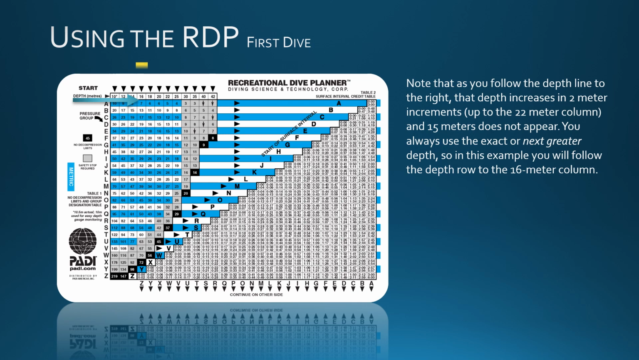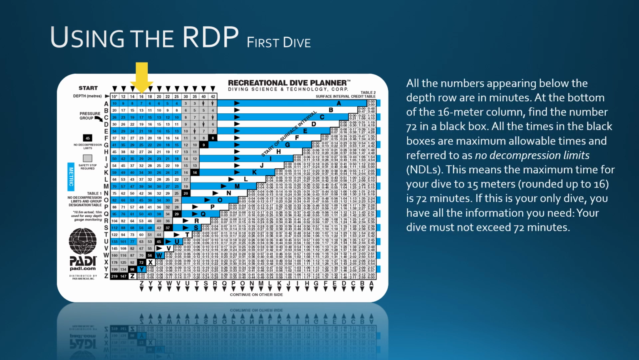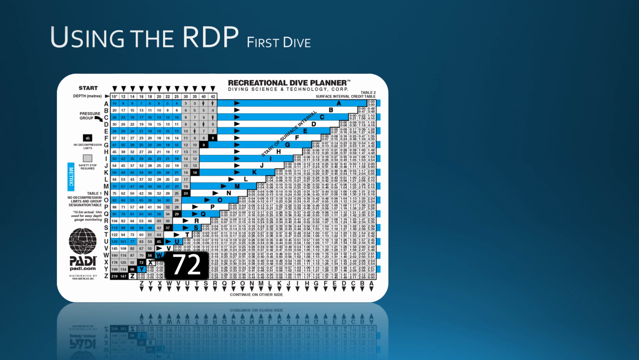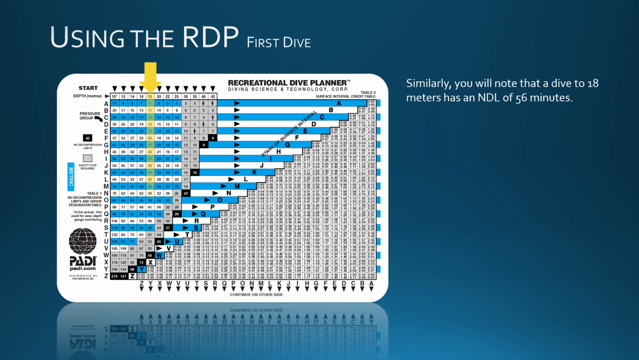Since we don't find 15, we stop at the next greater depth, 16 meters. Now follow that column all the way to the last number, the one in the black box. 72, right? That's the no decompression limit for 15 meters, rounded up to 16 meters. And this is the maximum time we can dive to 15 meters. So, if you're only doing one dive, your NDL is 72 minutes. If you plan your dive to 18 meters, you could dive up to 56 minutes.